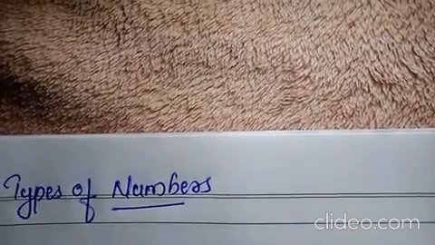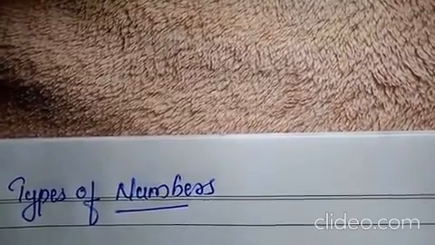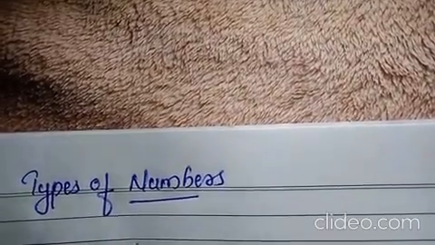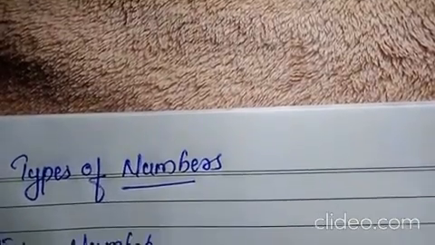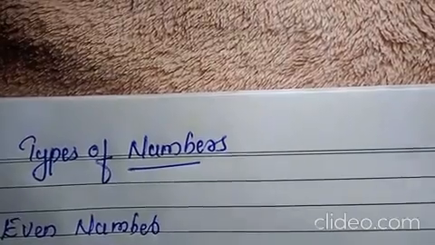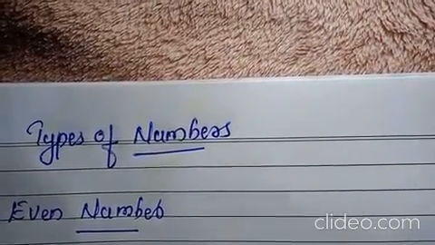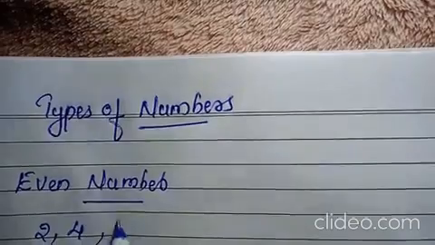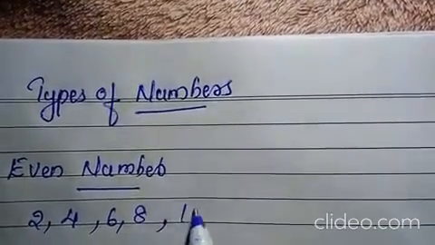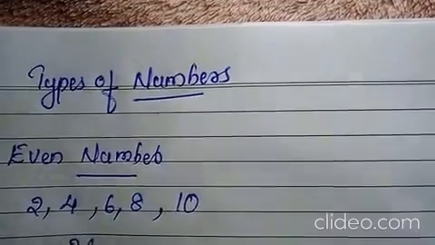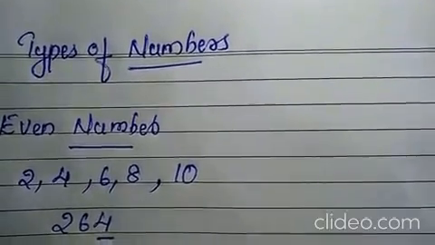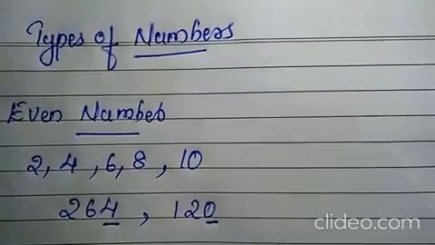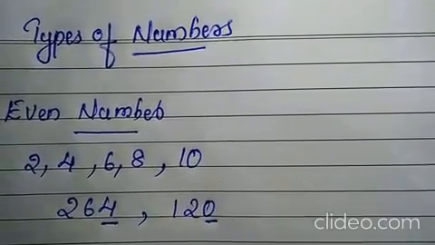Next we are going to study types of numbers. So the first one is even number. What is even numbers? A natural number which is exactly divisible by 2 is called even numbers. Understood? For example, a number that ends with 2, 4, 6, 8 and 0. So, 264. This is an even number. Understood? 120. This is an even number. A number which is exactly divisible by 2 is called an even number.